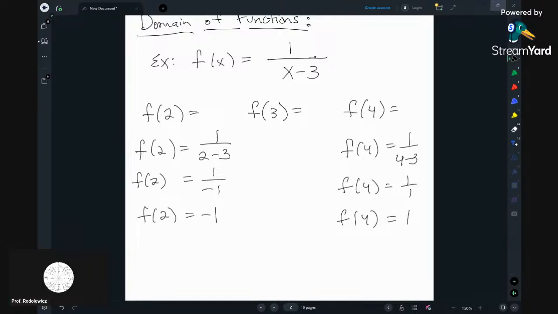Why did I skip this guy? It doesn't exist. I'm going to say the same thing. Yeah, so 1 over, 3 minus 3 would be 1 over 0, and that is undefined. So we learned something right here about the domain of the function. It turns out 3 would be excluded from the domain.